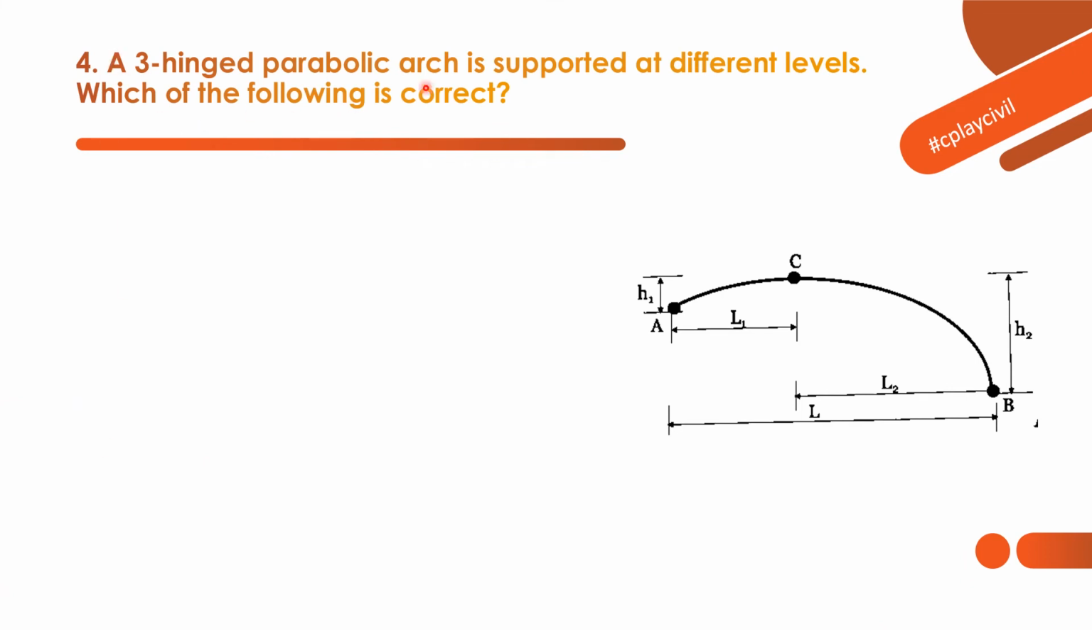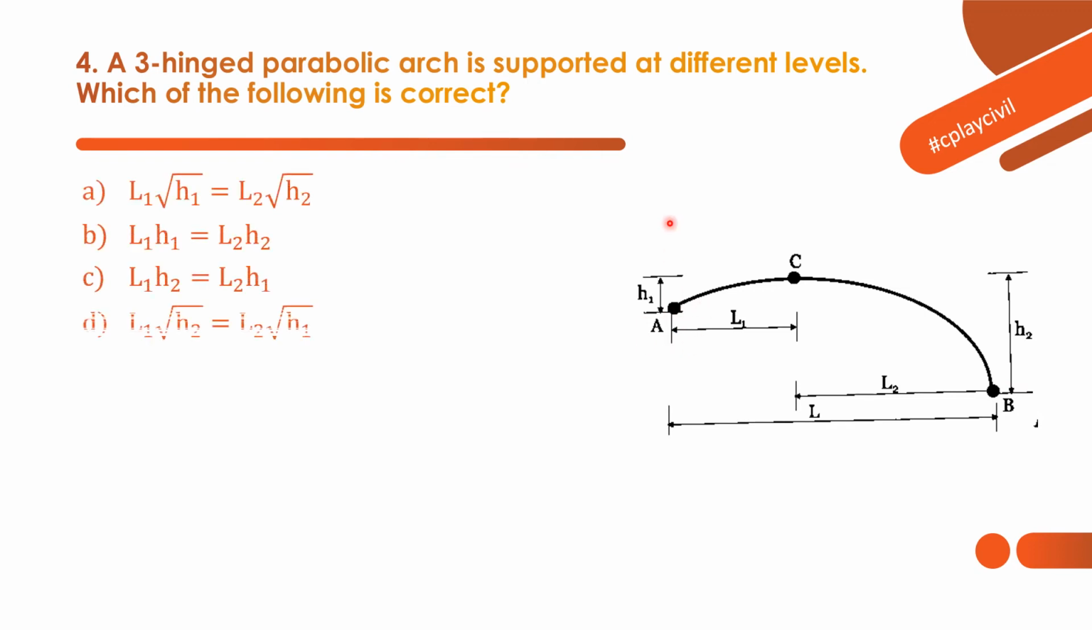A three-hinged parabolic arch is supported at different levels. In the previous three questions we saw both supports at the same level. In case both supports are at different levels, as we can see here, one support is at a lower level and support A is at a higher level. Then what is the correct equation or relation from the given options?